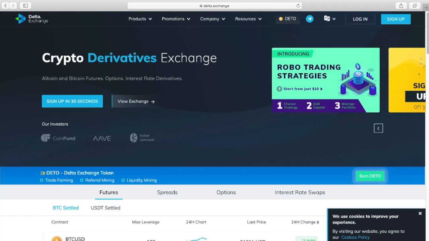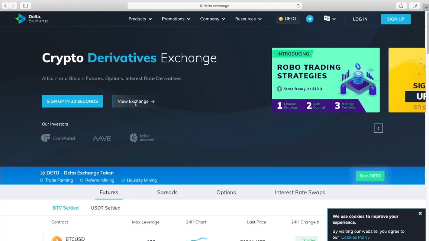Today we'll talk about a lot of things about this exchange. It's Delta Exchange. Like we see here, we have a crypto derivatives exchange: altcoin and Bitcoin futures, options, and interest rate derivatives. So you can sign up in 30 seconds. It's very easy, and you can click on view exchange to explore everything about this exchange.